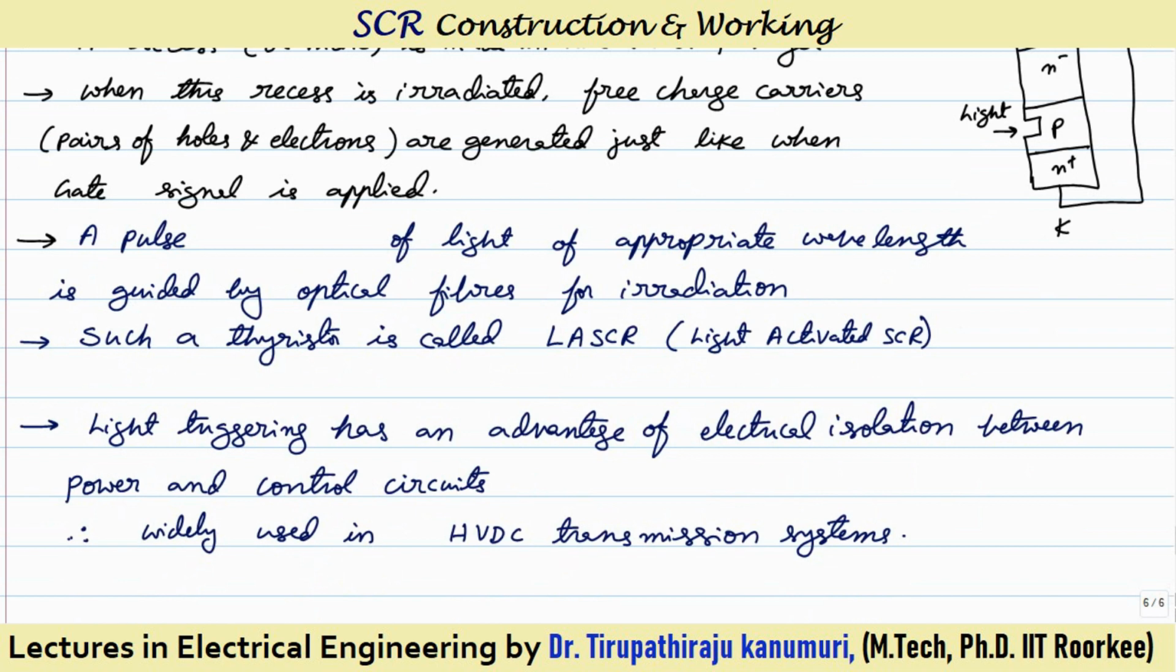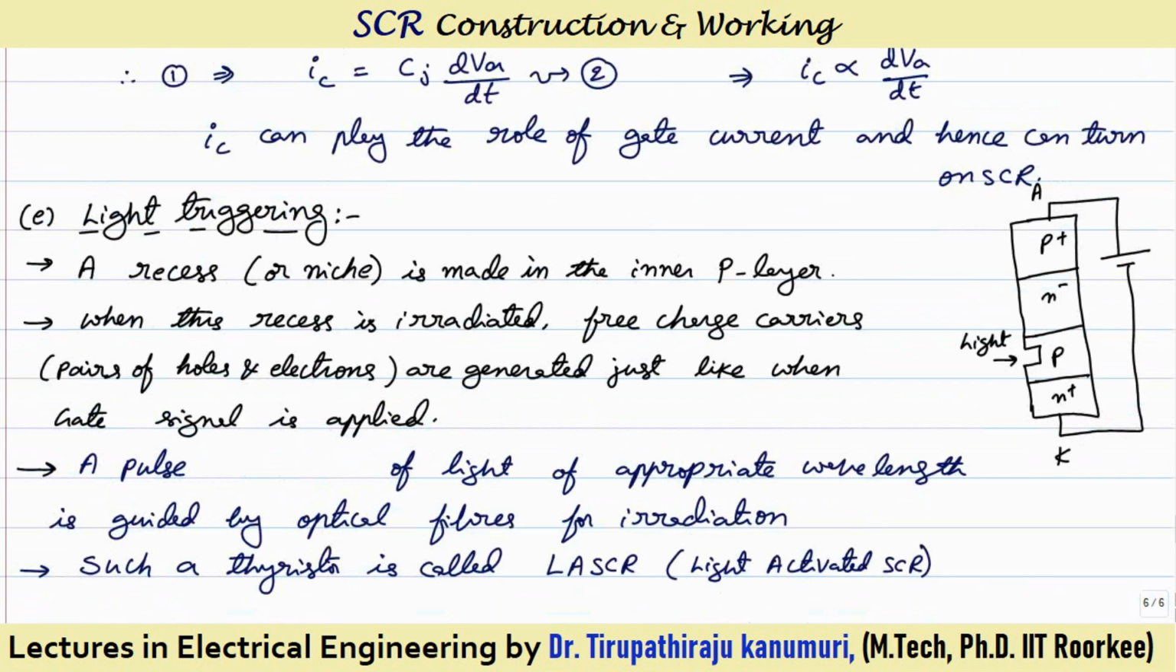Why should I go for the light pulse? We can directly apply the gate pulse, because the gate pulse is very easy, and even the power consumed by the gate signal is very less. The reason is that light triggering has the advantage of electrical isolation between the power and the control circuits. Wherever isolation is required, we go for these light triggered SCRs only. So LASCRs are widely used in HVDC transmission systems.